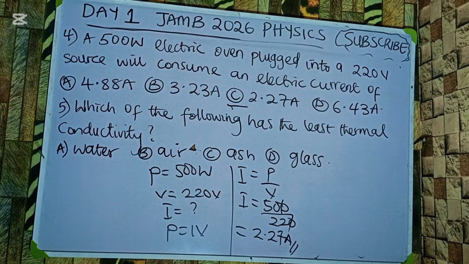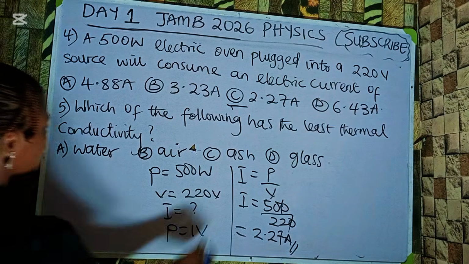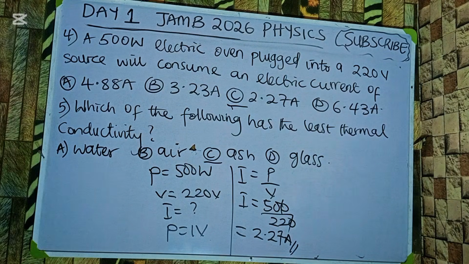Question 5. Which of the following has the least thermal conductivity? Option A, water. Option B, air. Option C, ash. Option D, glass. So the material that has the least thermal conductivity is ash, which is option C.